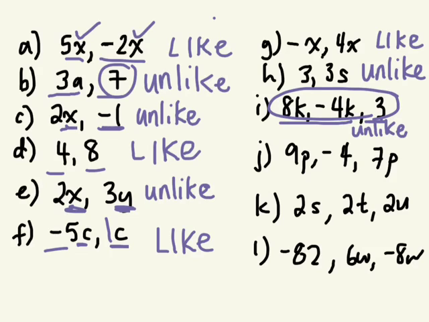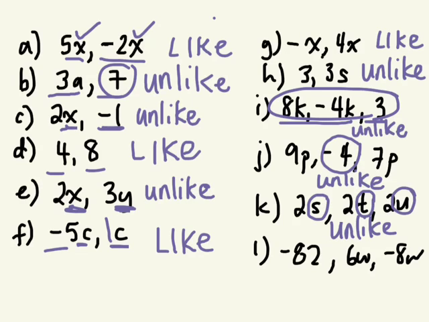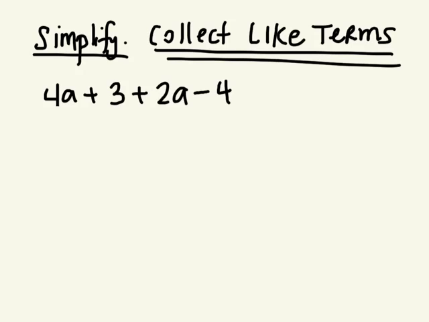What about J? Alvaro? Unlike. Good. Why? Because one has a variable, one doesn't have a variable. Yeah. Good. This one doesn't have a variable. K. This one's easy. Unlike. This one has an S, this one has a T, and this one has a U. None of them have the same variable. Okay, and the last one, Mark? Unlike. Good.